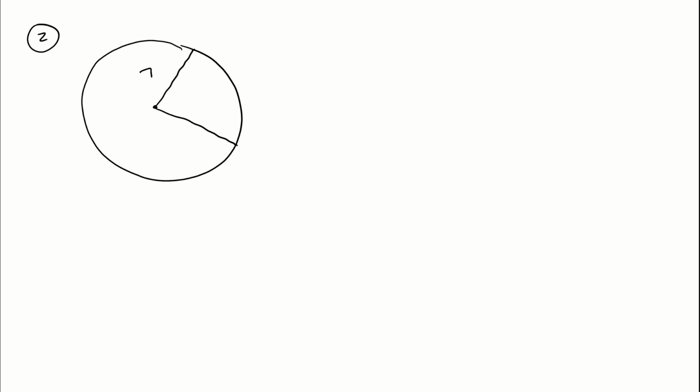So question 2 here. It's a very similar question, but this time we're going to look at the sector. So we've got a circle, and we've got this radius here, maybe this time of 7 meters long. We're told that the sector area is equal to 43 square meters, and I want to try and find out what this angle theta is.